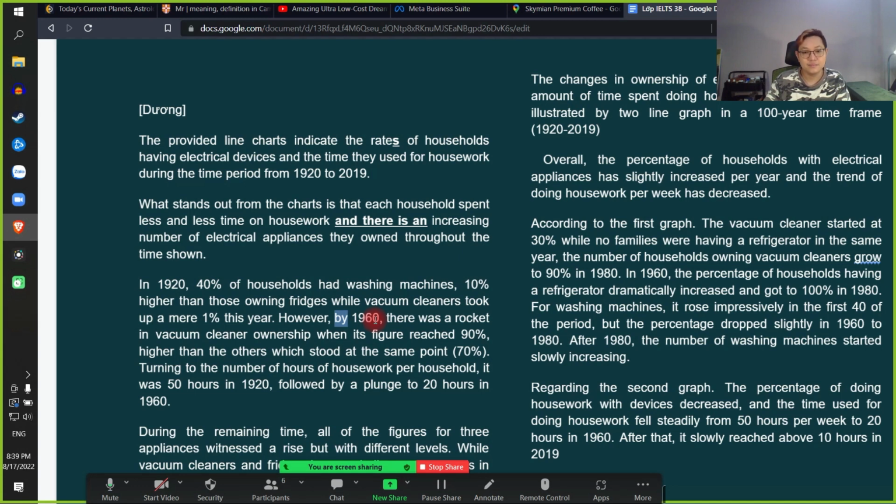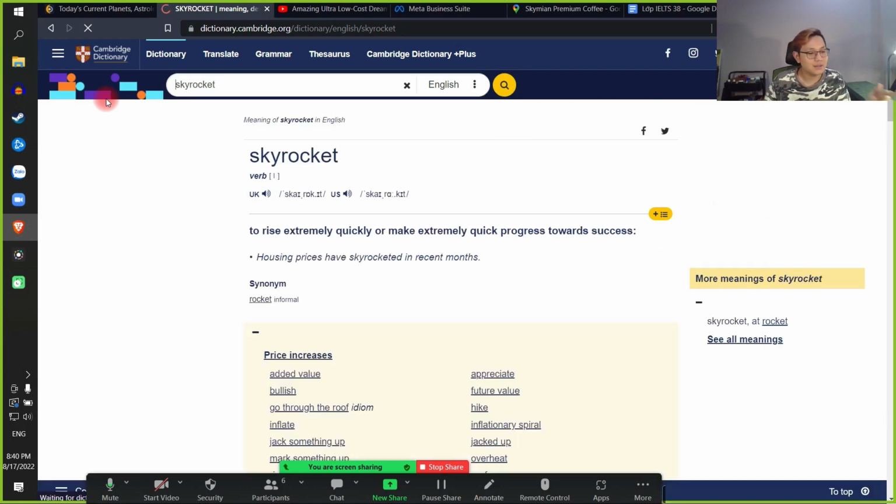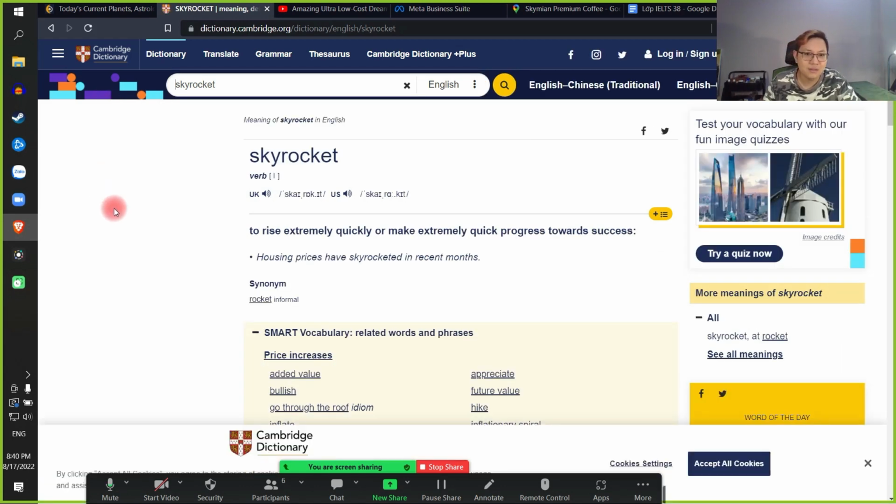So, however, I think it's in 1960. Just say in 1960. There was a rocket. What? There was a rocket? Đã có một cái tên lửa trong sự sở hữu vacuum cleaner. What? Nghĩa là nó gia tăng nhanh nhất rồi. No. You use the verb to skyrocket. But you cannot use a noun rocket like that. It doesn't make sense. Không dùng cái danh từ rocket vậy, đừng, không make sense. Nó nghe không có ra gì đó. Skyrocket is a verb, you know.